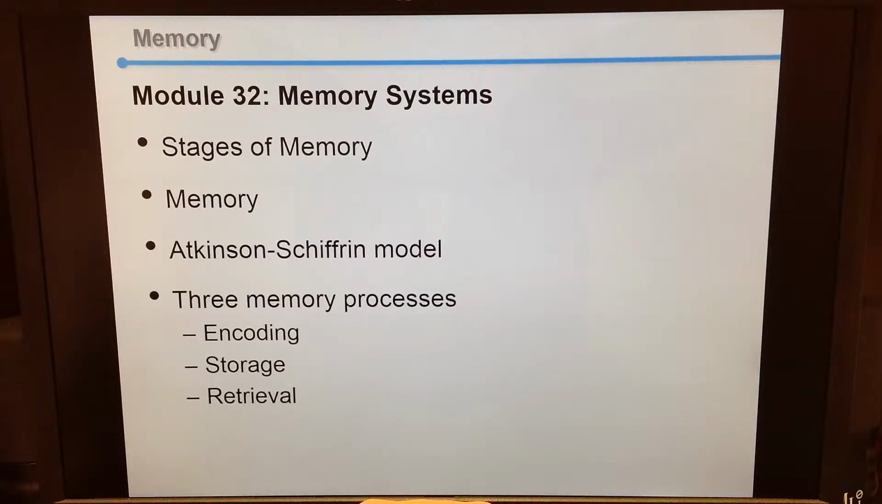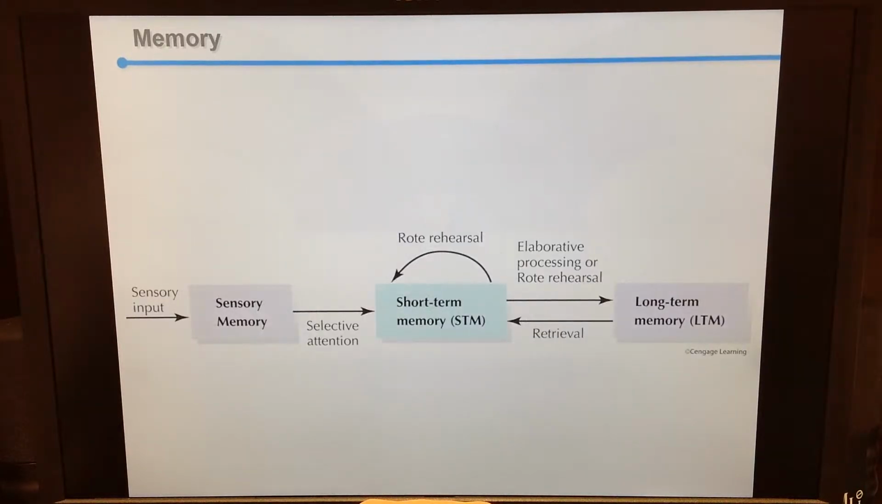Now, the Atkinson-Shiffrin model is the next slide, and this is just a simple illustration of the processes in which memory takes place. First, it begins with sensory memory. Once we are able to encode, store, and retrieve sensory memory, it moves into short-term memory. Once there, if we are able to encode, store, and retrieve that information, then it moves into long-term.